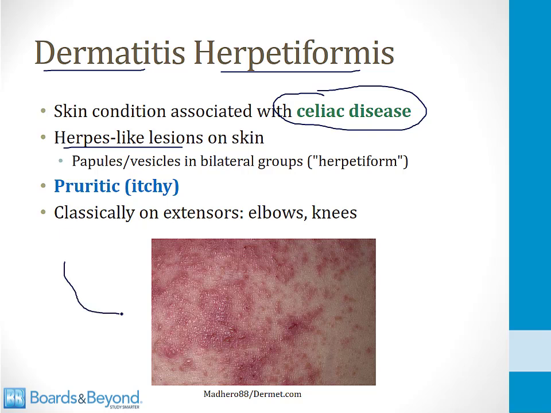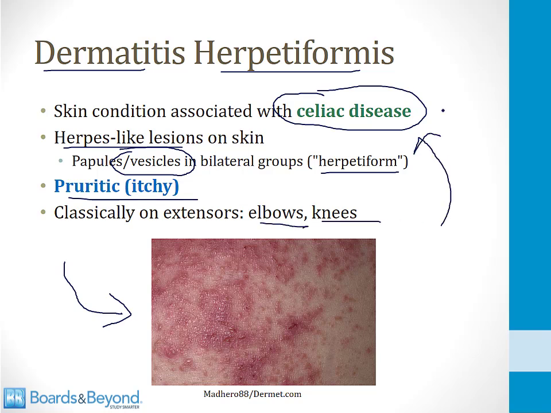They look like what's shown on the screen here. These are papules and vesicles. They're usually in groups and they're usually bilateral. That's what herpetiform means. And because vesicles develop, this can sometimes be referred to as a blistering disorder, although you do not see the large bullae we talked about in pemphigus and bullous pemphigoid earlier in this video. The rash of dermatitis herpetiformis is pruritic and itchy, and it's classically on the extensors. So in a board question, it will appear on the elbows and the knees in a patient who is known to have celiac disease.